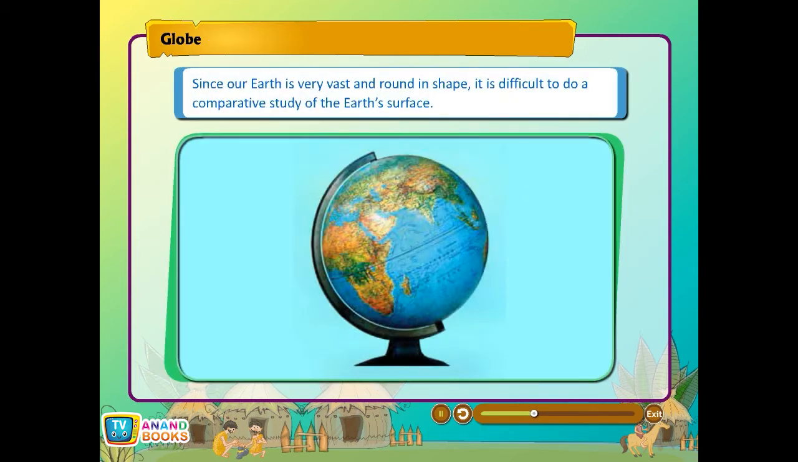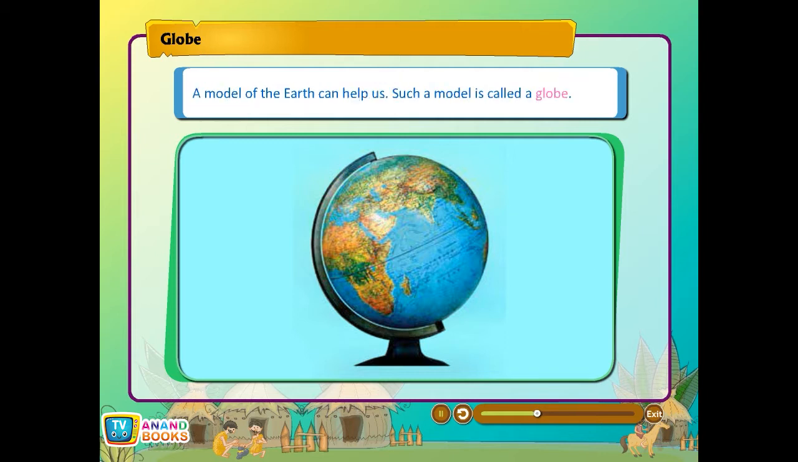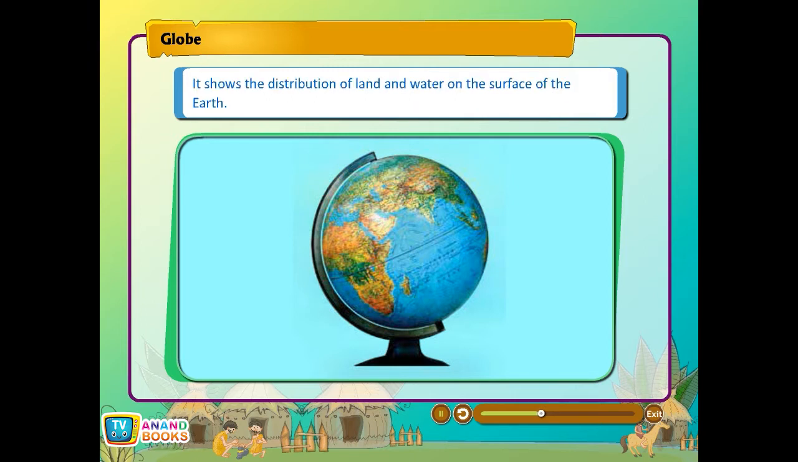Globe. Since our Earth is very vast and round in shape, it is difficult to do a comparative study of the Earth's surface. A model of the Earth can help us. Such a model is called a globe. A globe can represent the Earth in a simple and accurate way. It shows the distribution of land and water on the surface of the Earth. We can also see the correct shape, size, and location of the continents and oceans on a globe.